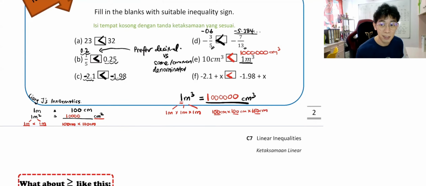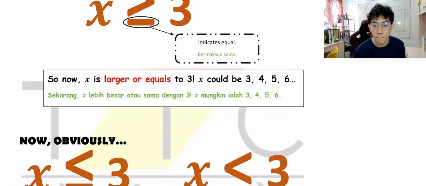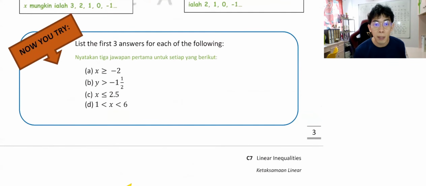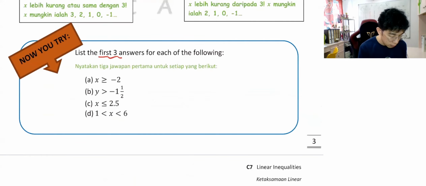Okay, next. Okay, this one skip. Can you see this question I asked you about? List the first 3 numbers. List the first 3 numbers, right? This one is about what?